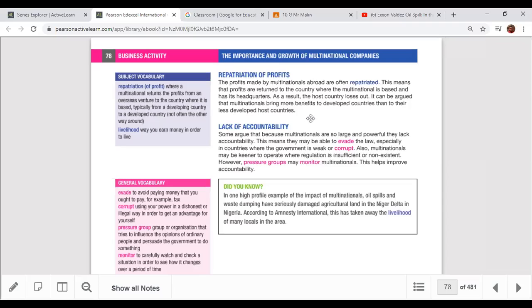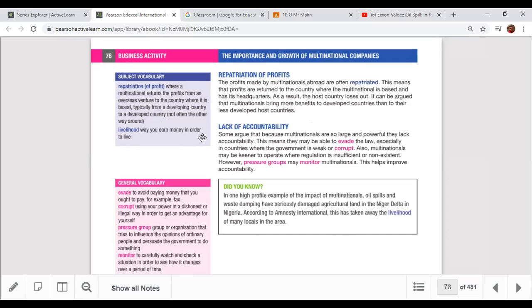So the repatriation definition is here. It is where the multinational returns a profit from the overseas venture to the country where it is based, typically from a developing country to a developed country.